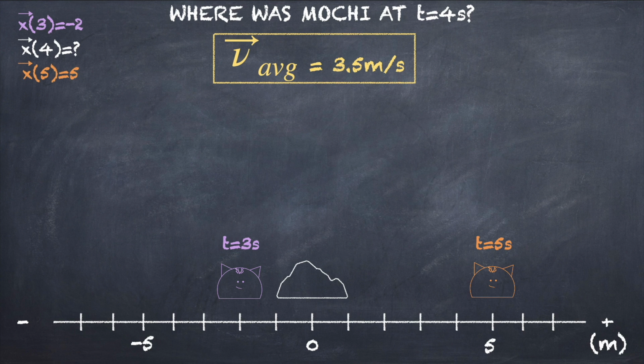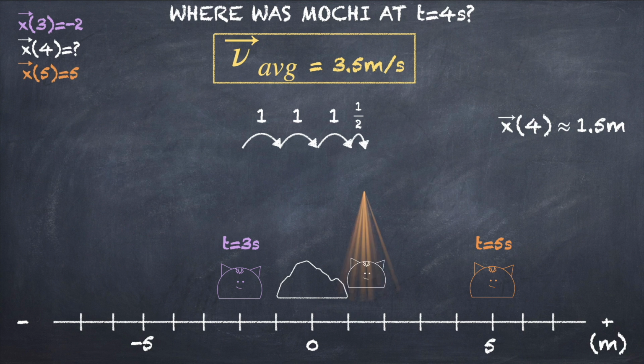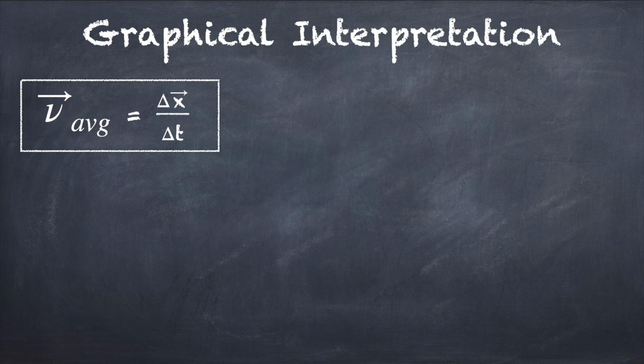This suggests that in 1 second, Mochi would move 3.5 meters to the right. Having started at x equal negative 2 meters, this would put him at 1.5 meters to the right of the rock. Good sleuthing, folks. Now that's the predictive power of average velocity. But wait, there is more. Average velocity has a very nifty graphical interpretation, which will make problem solving even simpler.